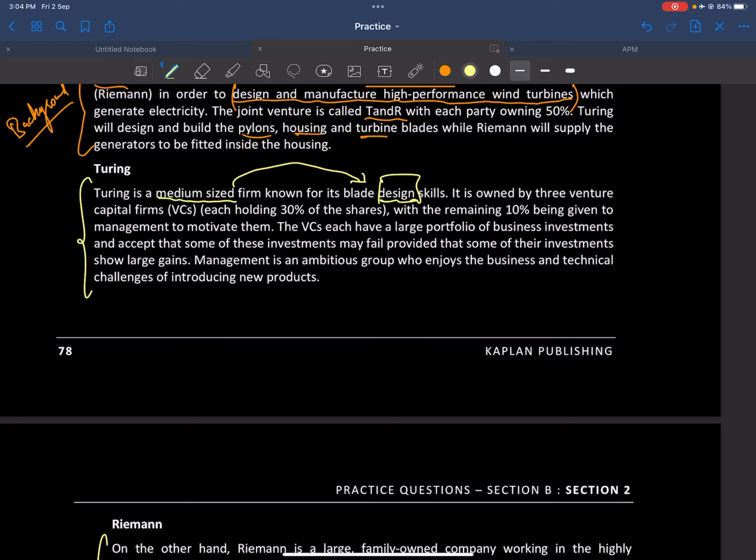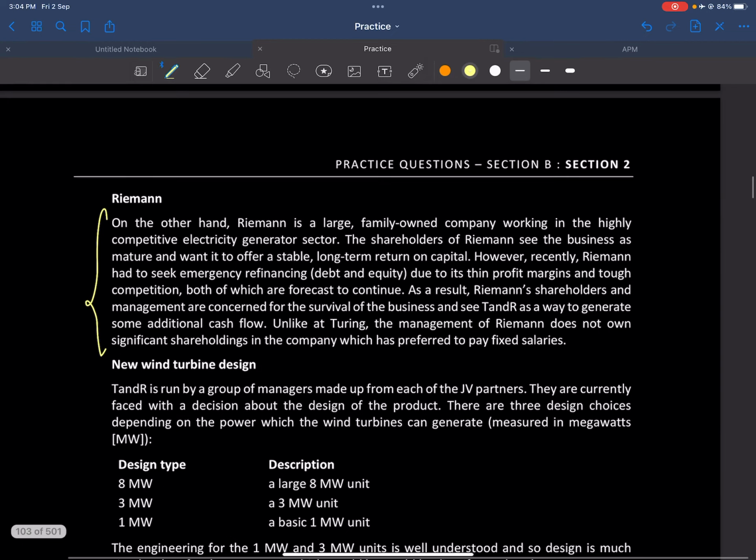Management is an ambitious group. They enjoy the business and technical challenges of producing new products. So they are ambitious as well. Ambitious, risk seeker, let's just say that, risk seeker. VC is also acceptable. So they can take risks.